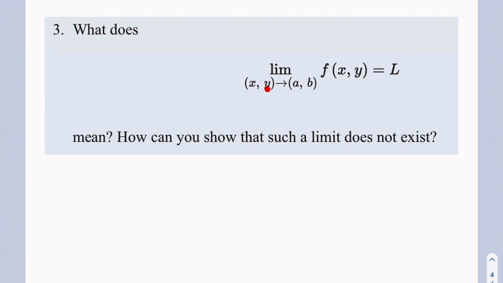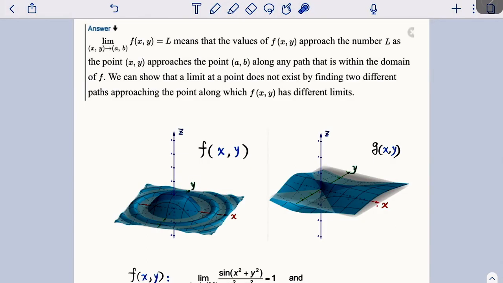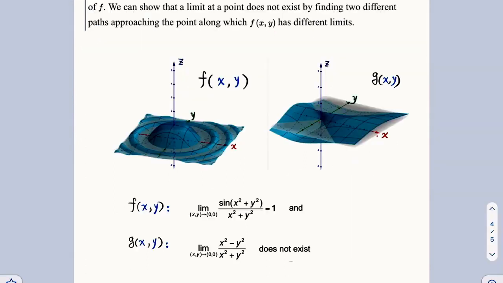What does it mean that the limit of the function f is equal to L as x, y approaches a, b? And how can you show that such a limit does not exist? The limit of the function f of x, y as x, y approaches a, b being equal to L means that the function approaches the number L as the point x, y approaches the point a, b along any path that is within the domain of the function.